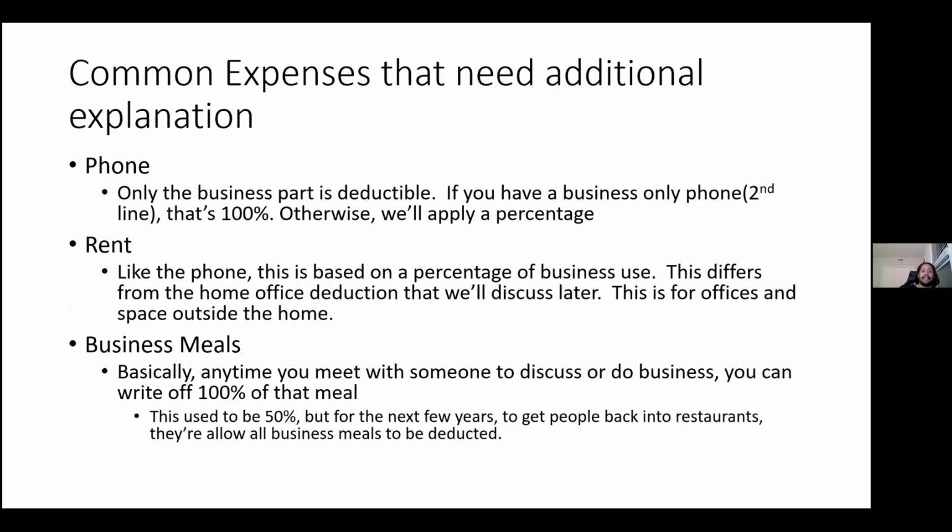So I have this and it says there's common expenses that need additional explanation. So phone is a deduction. However, only the business part is deductible. So if you have one phone, then you generally are using it for pleasure or personal and business. What we want to do is find a ratio that we can apply to your total overall cost. So let's say it's half and half and your bill for the year is 1,000, you can write 500 of it off. But the trick is finding that ratio.